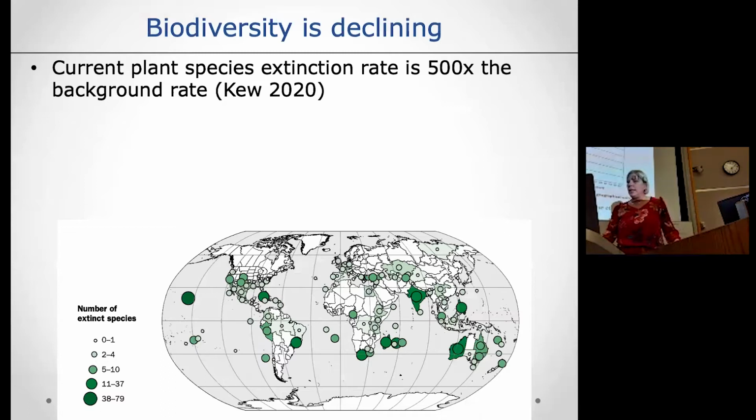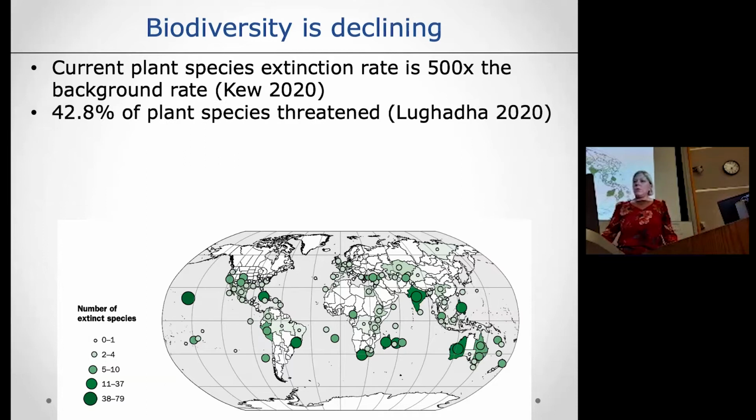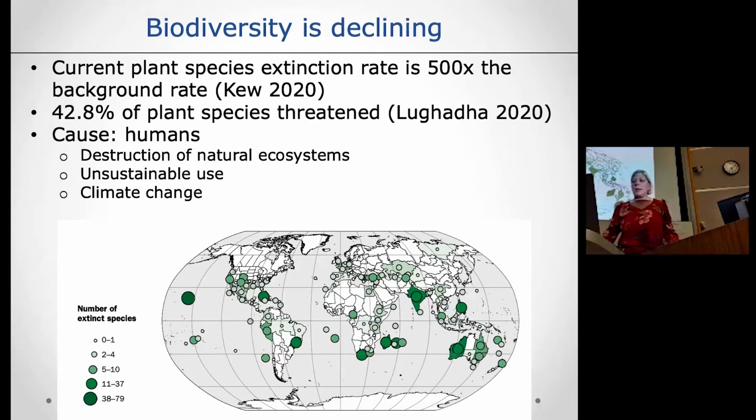And the reason that this is a problem is because biodiversity is declining. So the current plant species extinction rate is around 500 times the background rate. And an estimated 42.8% of plant species are listed as threatened. And the cause of this is essentially a competition with a single species, which is us. We do things like destroy their natural ecosystems, we use them unsustainably, and then there's also the threat of future climate change.